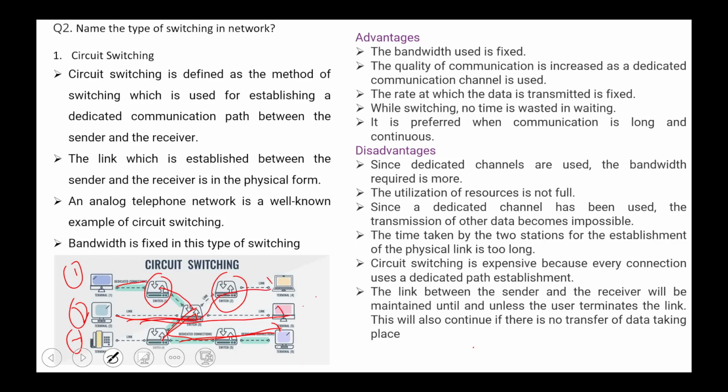Whatever the shortest path is, the data will go through it, because it takes less time through the shortest path, and it will have fewer losses in the link design, such as coupling losses and switch losses. The link established between the sender and receiver is a physical form, not a wireless form. The optical signal will move through optical fiber in that case. An analog telephone network is a well-known example of circuit switching. Have you used an analog telephone? Anyone? Have you seen one?